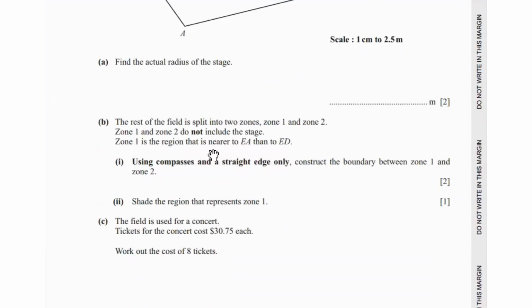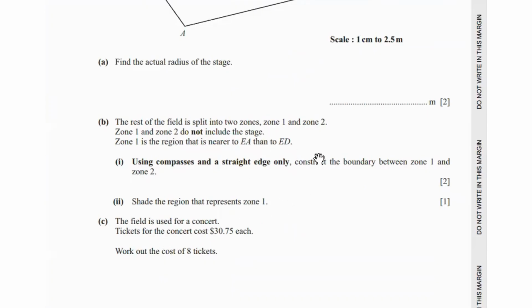Then it says the rest of the field is split into two zones, zone 1 and zone 2. Zone 1 and zone 2 do not include the stage. This is the region that is nearer to EA than to E. Zone 1 is the region that is nearer to EA than to ED. Using compass and a straight edge only, construct the boundary between zone 1 and zone 2, and then shade the region that represents zone 1.